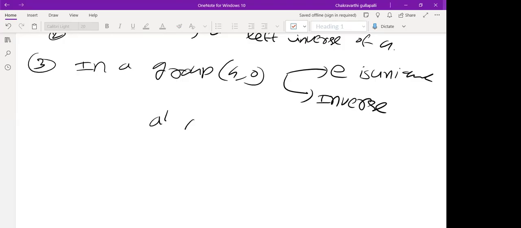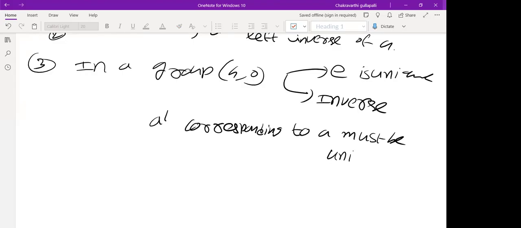A prime corresponding to A is unique. Must be unique. So these are properties of a group. If identity is not unique, it is not a group. If inverse is not unique, it is not a group. If you change A, you can get a different inverse. But for the same A, you should not get two inverses. That's the meaning of uniqueness.